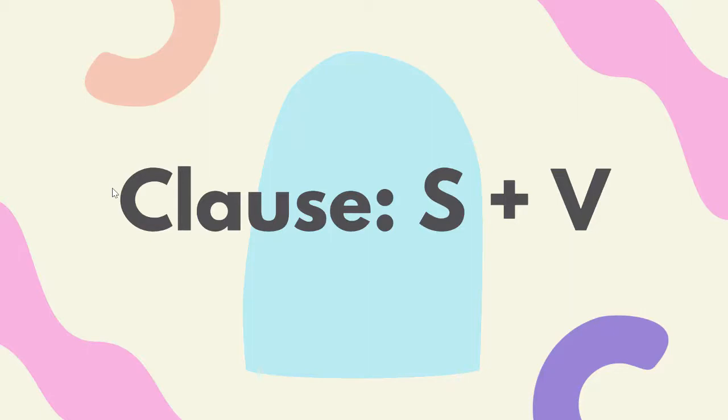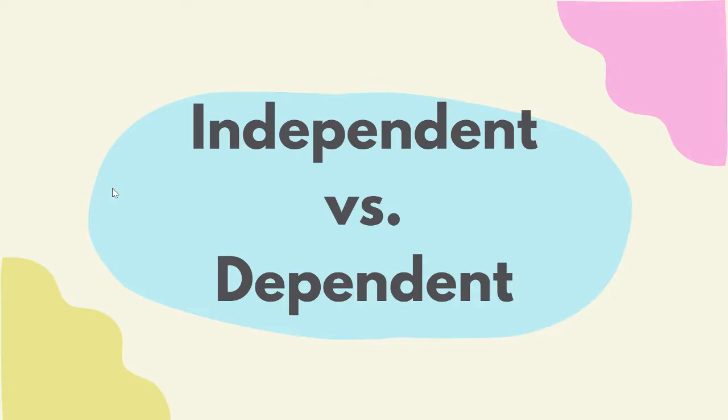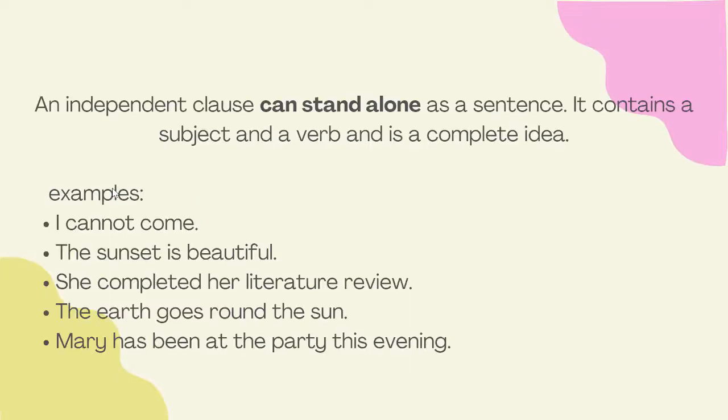We can call the clause a sentence. Okay, so there are two types of clause. The first is independent and dependent clause. Okay, so let's see the explanation first of the independent clause. An independent clause can stand alone as a sentence. It contains a subject and a verb. So it contains subject and verb and is a complete idea.